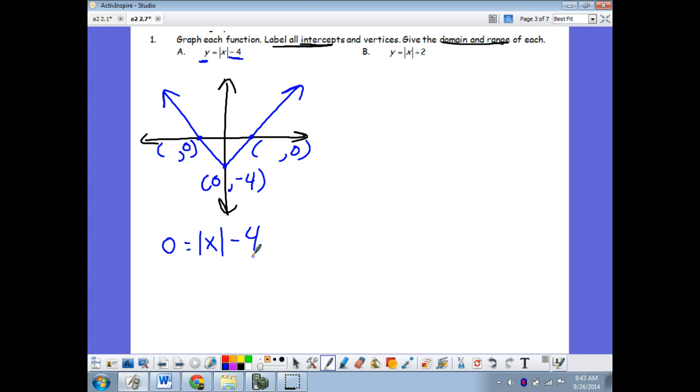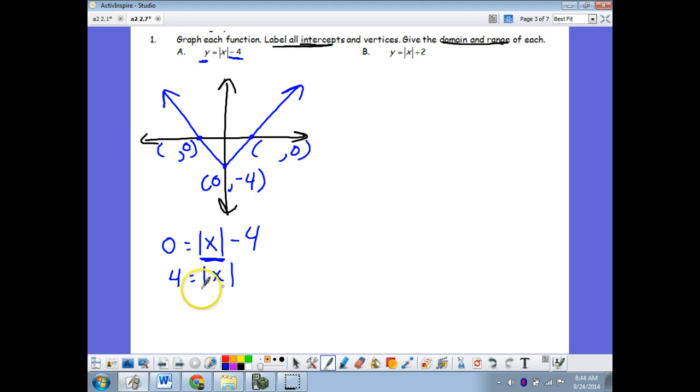And then we're going to solve it for x. That is what we did in the 1-6 worksheet, and you guys can solve equations like this. Okay, just a quick review of that. First thing we want to do is get the absolute value part by itself by adding 4 to both sides. So 4 is equal to the absolute value of x.